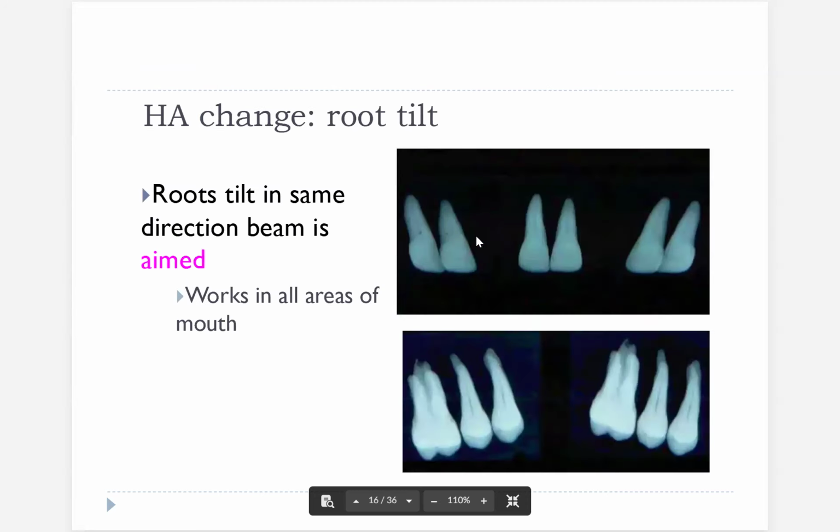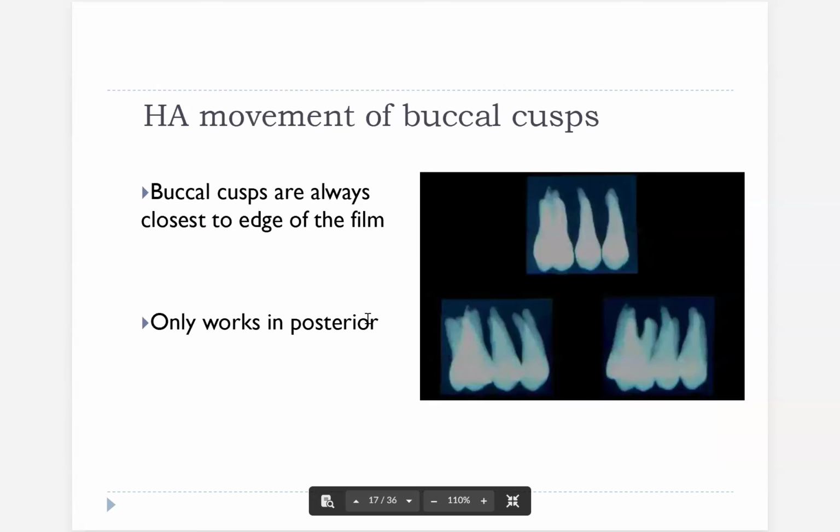So the roots tilt in the same direction as the beam. We can see that here in these images. They just kind of lean one way. But notice how the palatal roots are coming a little bit more straight up and down, where the buccal roots are sort of tilting a little bit more. And that is because the buccal roots are going to be more affected by the beam, and the palatal root is going to go the opposite direction because it's more lingual.